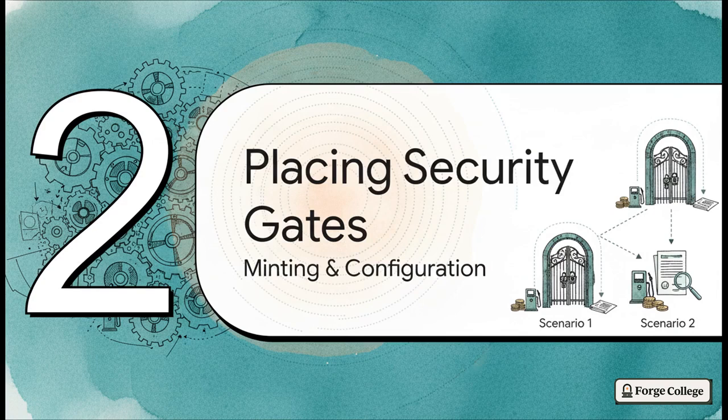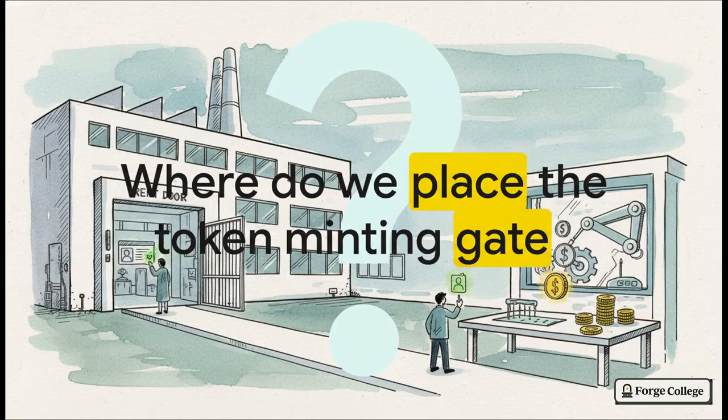Let's analyze a couple of scenarios, starting with minting and configuration. So with our factory floor all drawn out, we've got to start weighing the pros, the cons, the gas costs, and the audit surfaces of where we put these gates. And remember, every single gate you add literally costs your users gas. So here's our first big architectural dilemma. When a user wants to mint a brand new token, where exactly should our code verify their credentials?